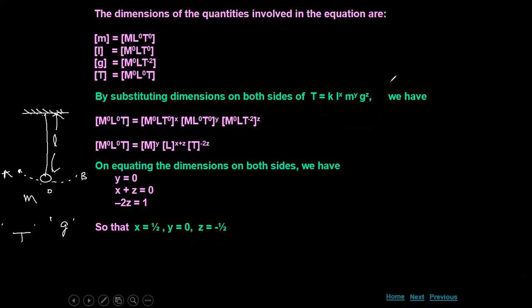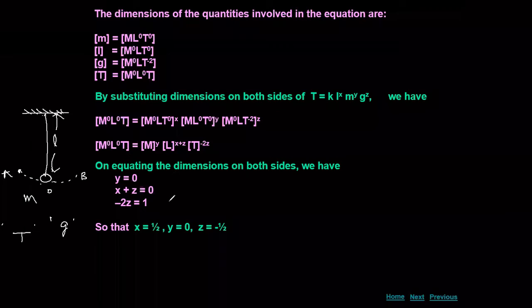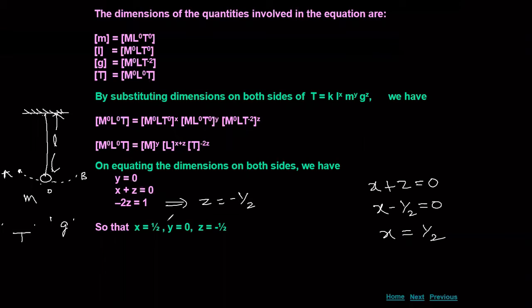If we substitute from here, if we take z, what happens? The minus will come to this side, so z is minus 1 by 2. Now if I substitute that minus 1 by 2 in x plus z equals 0, we get x minus 1 by 2 equals 0, so x is equal to plus 1 by 2. So that is what I got.